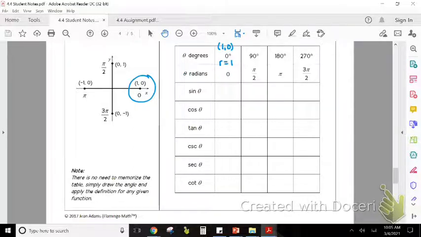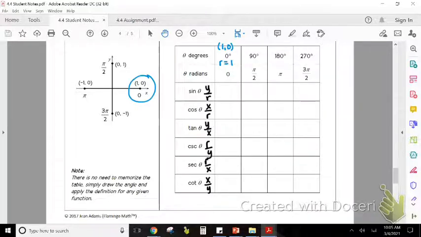We'll also remember, before I get going on that one, that sine is our y over r, cosine is x over r, and tangent is y over x. Cosecant, the reciprocal of sine. Secant, the reciprocal of cosine. And cotangent is a reciprocal of tangent. And so we're just going to plug in our x, y, and r, and simplify it for each of them.